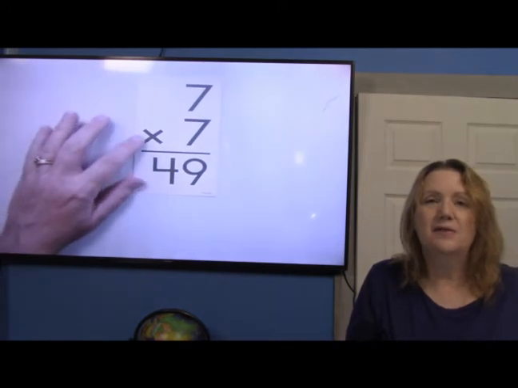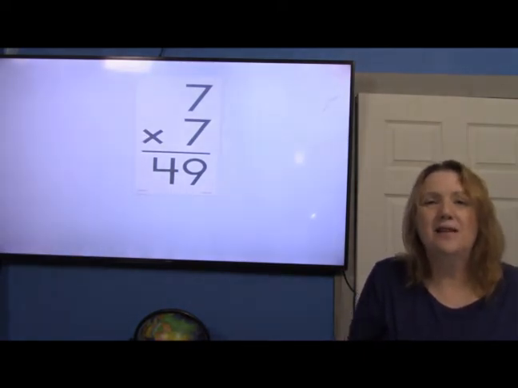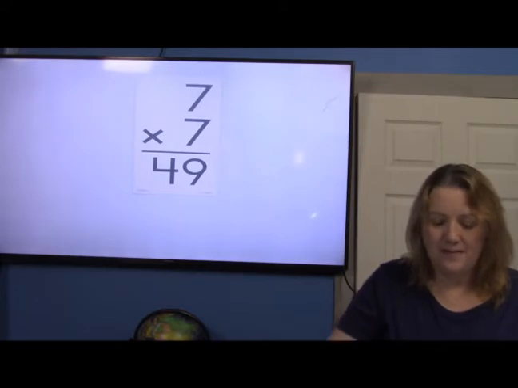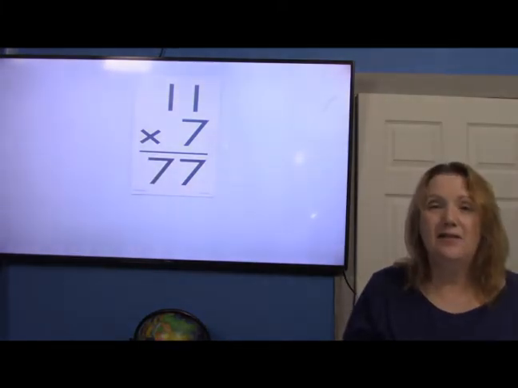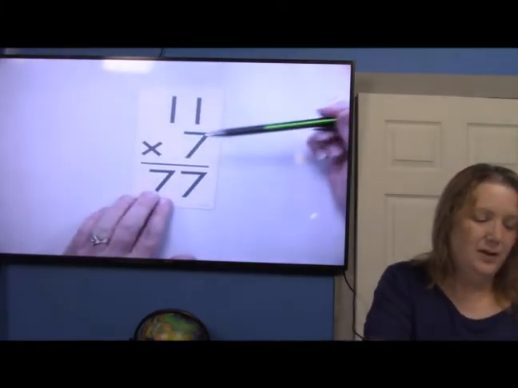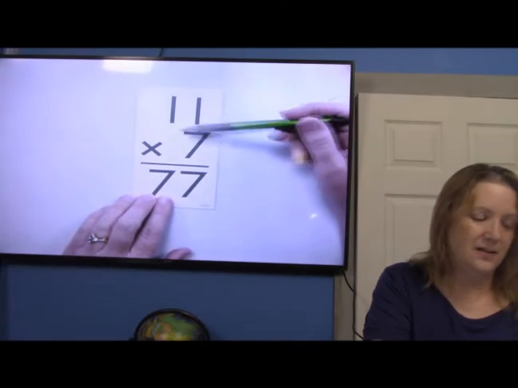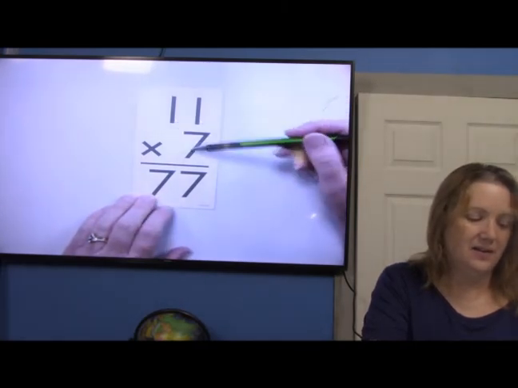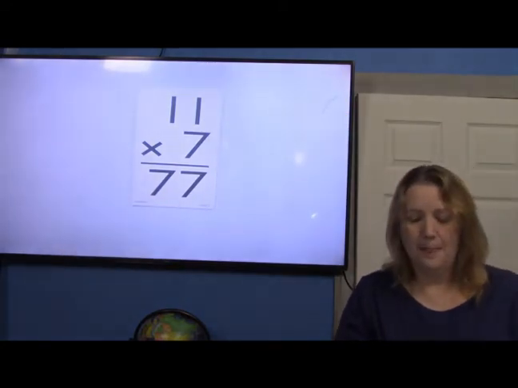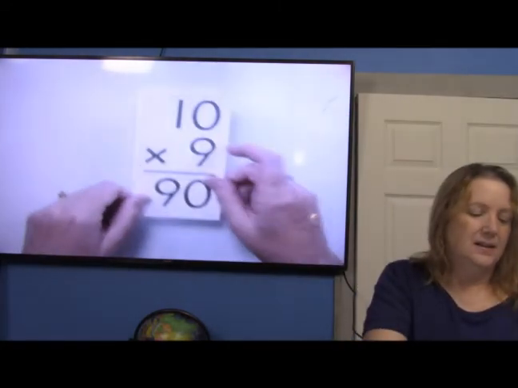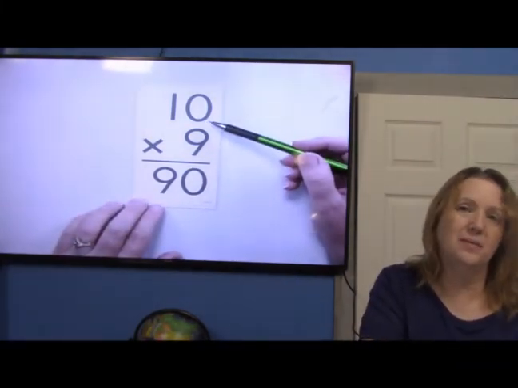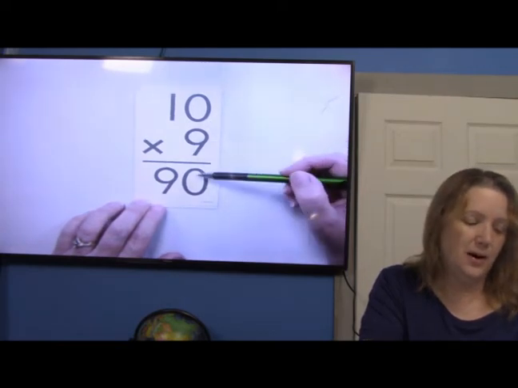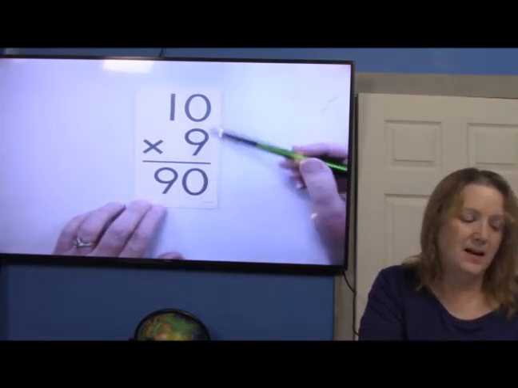Okay, ready? 7 times 7 is 49. 11 times 7 is 77. Now look here. You multiply 7 times 1 and 7 times 1. 77. 10 times 9 is 90. Now anytime you multiply something by 10, you just take that number and you add a 0 to it. 10 times 9 is 90.